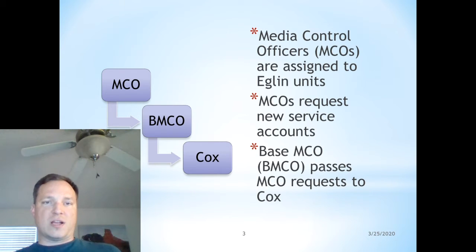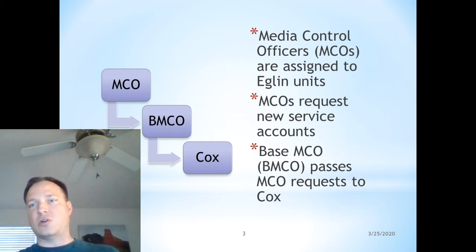The media control officers are inside of a unit on Eglin, and then they report to the base media control officer. The base media control officer then passes any information or work orders that they get from the media control officers to Cox, and Cox actually does the work. They install the cable TV or internet connection.